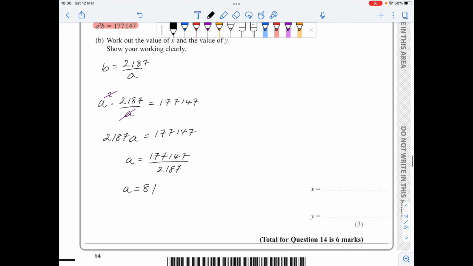81. And if I substitute this now into this rearranged version of the blue equation, I will get b equals 2187 over 81, which gives me 27. Now, a is equal to 3 to the x, which came out to be 81, which means x is equal, and by trial and error, you find that this is equal to 4. Similarly, b is equal to 3 to the y, which is equal to 27. Y comes out to be 3.